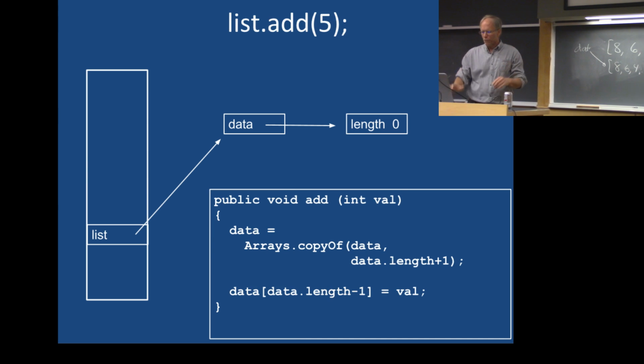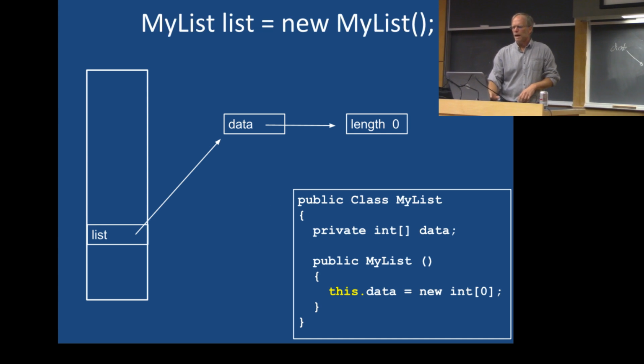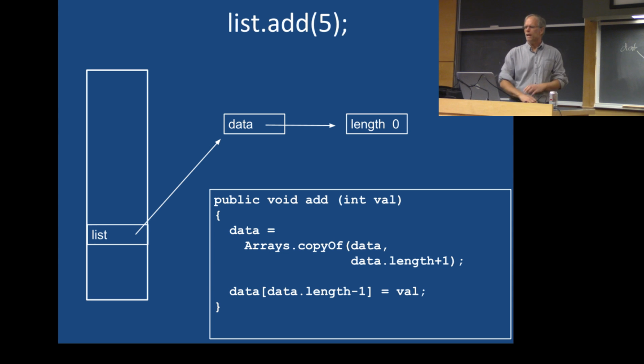Okay, so that's the state of affairs right here after the constructor returns. Now let's execute that line of code up there. List.add. We're going to add 5 to the list. The first thing we do is call the method add. How many parameters does add take? One plus this. So what should the initial value of val be?